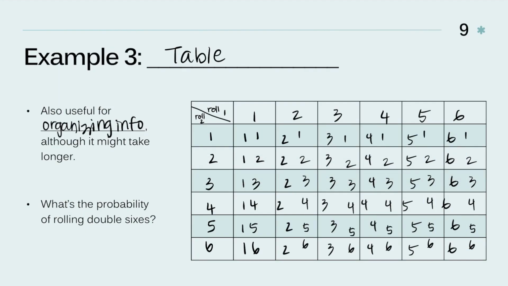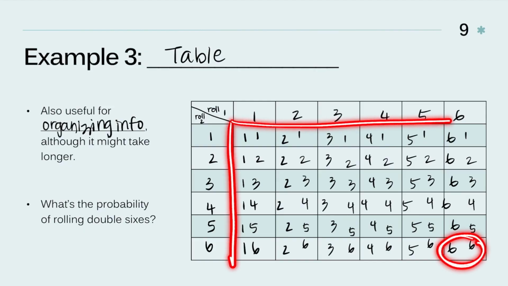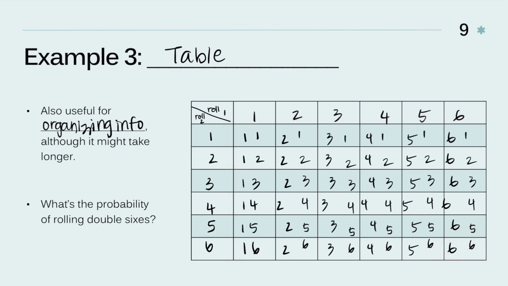Okay, so I have my potentials. We are looking for the probability of rolling double sixes. The only time that happens is here, and that's kind of like how we had in the list. It's only 1 out of 36, so it'd be 1 out of 36 is the probability of rolling double sixes. Similarly, the probability of getting a 1 and then a 4 would be 1 out of 36 because it's 1 out of the 36 options here.